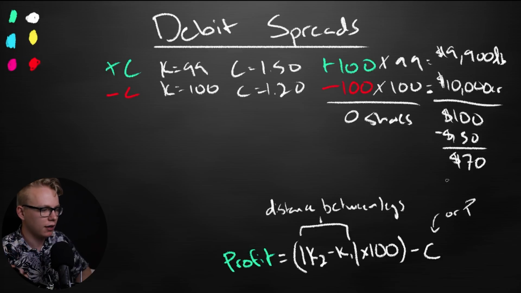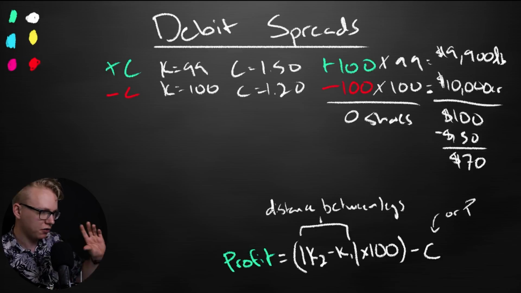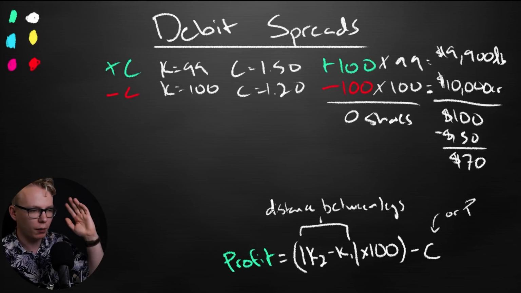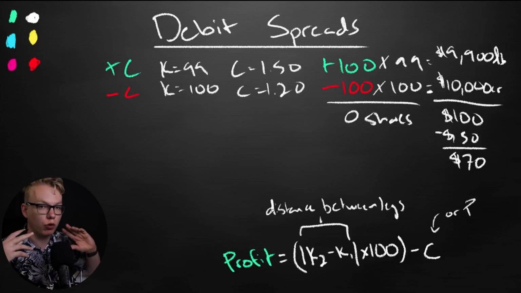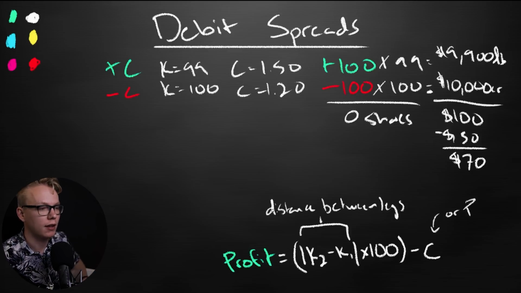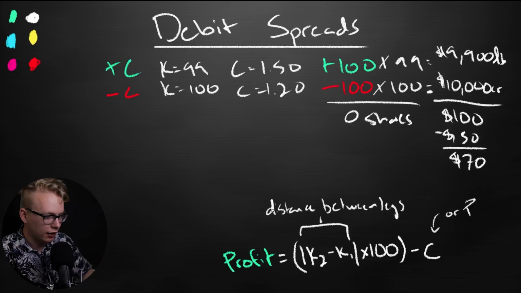So that's what happens with calls: when you get assigned your short leg, your long leg is going to automatically exercise. And the way we just described it is going to be how your profit is calculated. The same thing is going to be for puts. I'm not going to run through the numbers for puts. I just want you to generally understand that when you get assigned your short leg, your long leg is going to automatically exercise. And your profit is going to be the distance between your legs times 100 minus the debit you paid, because that debit stays in the seller's pocket.